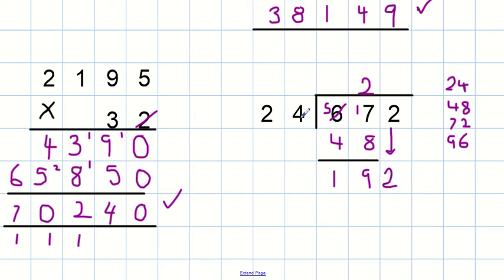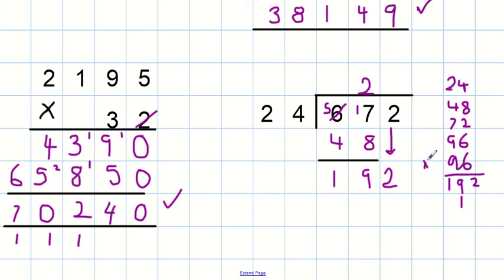192. So how many times does 24 go into 192? Well, let's just have a look at what I know here. I know 4 lots of 24 is 96. So if I was to double 96, that would be 24 times 8, wouldn't it? So I'm actually going to just put a 96 under here, and I'm going to double it. 6 and 6 is 12. 9 and 9 is 18. Add 1 is 19.